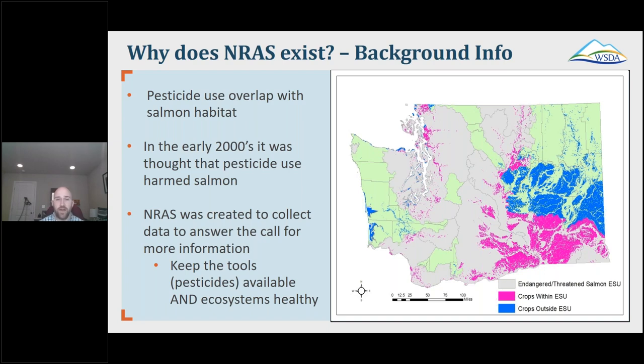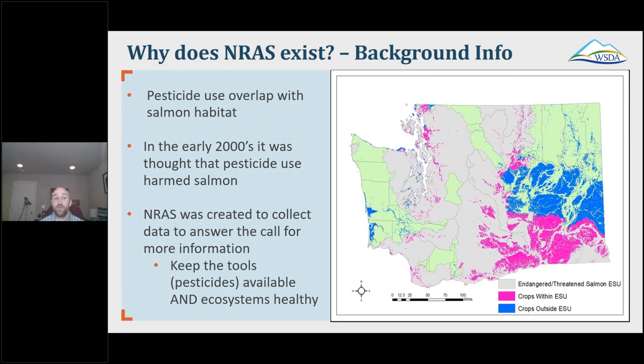So on the map, you're on the right side. This is the same map as previous, but now we have our ag land use mapping data thrown on it as well. The blue areas are where there's agriculture, but it's outside of those endangered salmon habitats, whereas the pink area is where we see agriculture within those endangered salmon habitats, and that's where there's the co-occurrence between pesticide use that may be affecting salmon. And those are the areas that we focus a lot of our work on. Although we map crops statewide, that's where we focus a lot of our other work, in those areas.